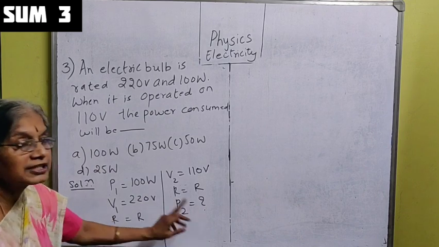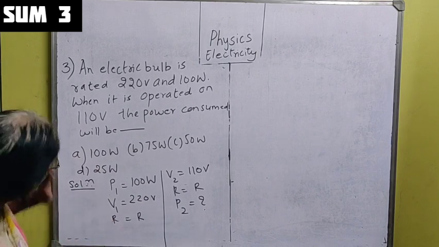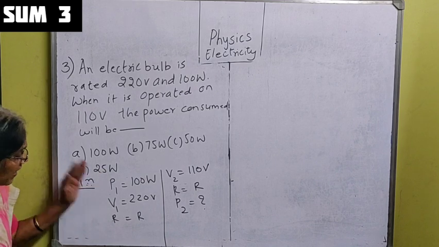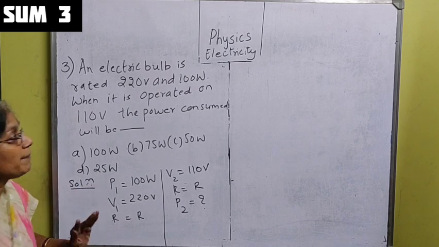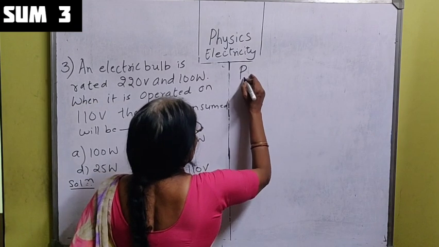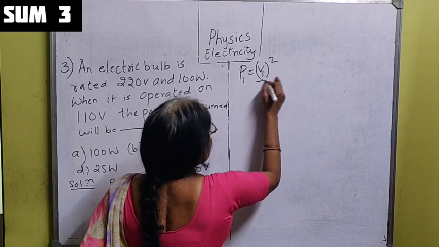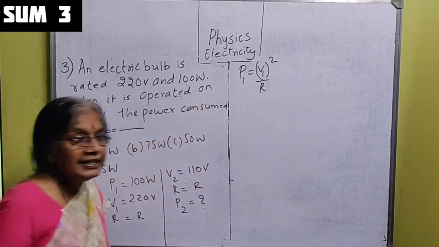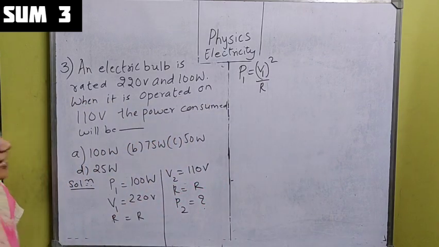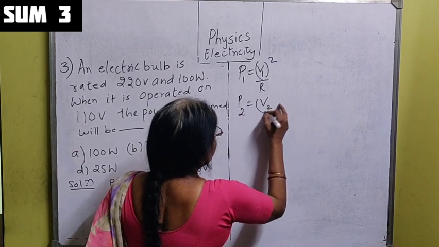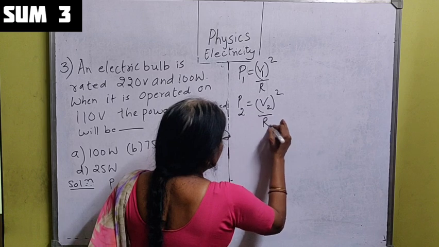So R is constant in both of them. Now according to the electrical power formula, P1 is equal to V1 square by R. So I can write it down: P1 is equal to V1 the whole square by R. Similarly for P2 also I can write it down. P2 is equal to V2 the whole square by R.